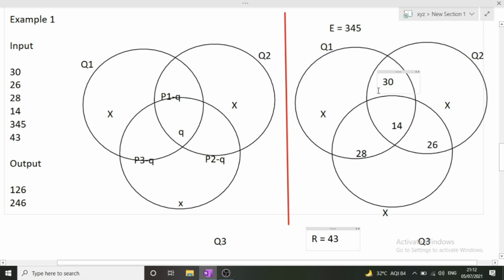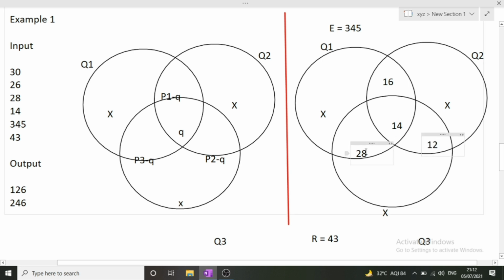So what will be the value of this sector only? This sector only will be 30 minus 14, that will be 16. That is P1 minus Q, 16. So here it is 26. Again, that was P2. So the value of this particular sector only will be 26 minus 14, that is 12.